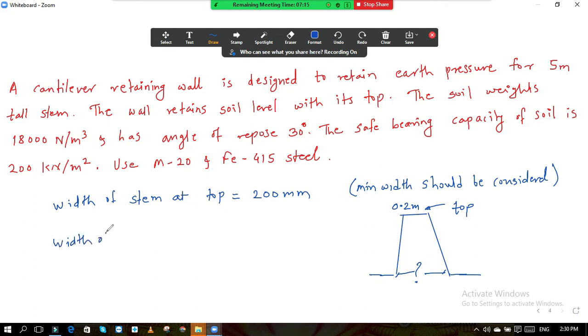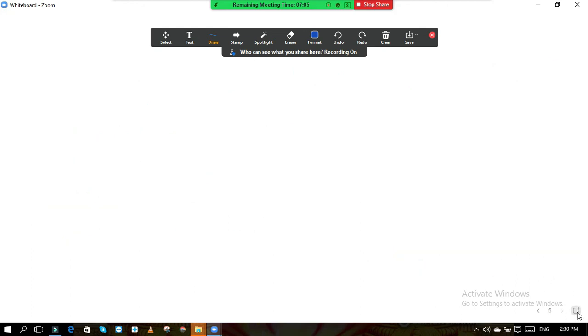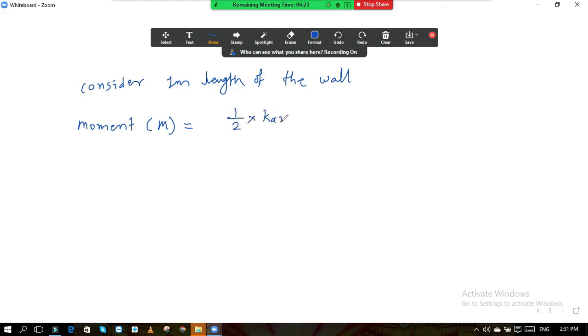It is called width or thickness. Both words you can use, thickness or width. Here, the width of stem at bottom, now we need to find out this. So now consider per meter length of the wall. Consider 1 meter length of the wall. The moment M is equal to, what is the formula? It is half into K into gamma into h, into again h, into the centroid h by 3. This is the formula for moment.